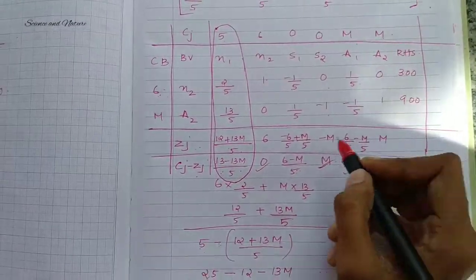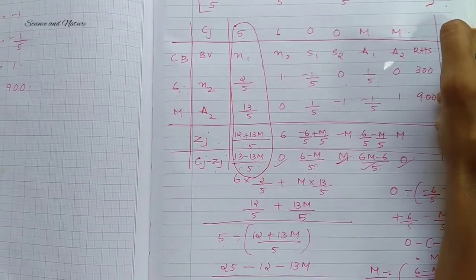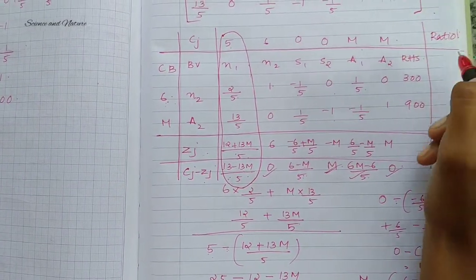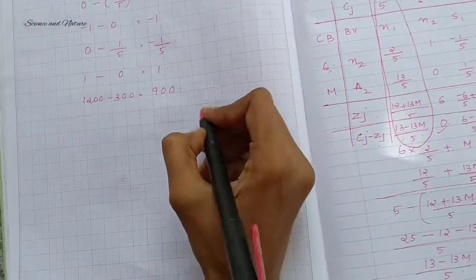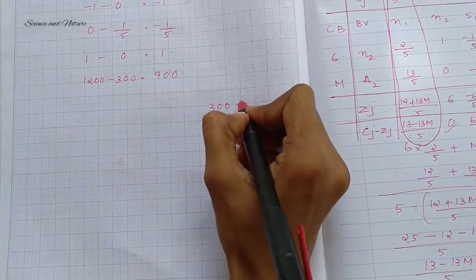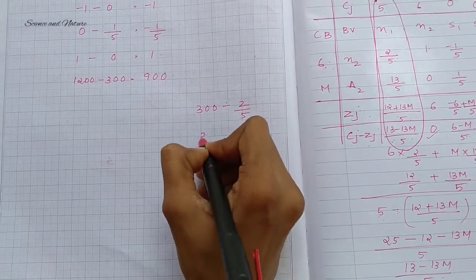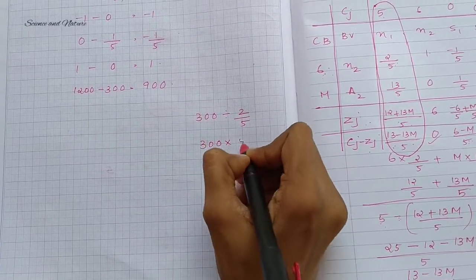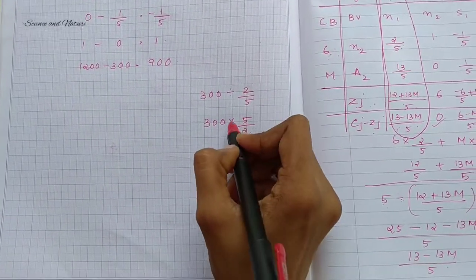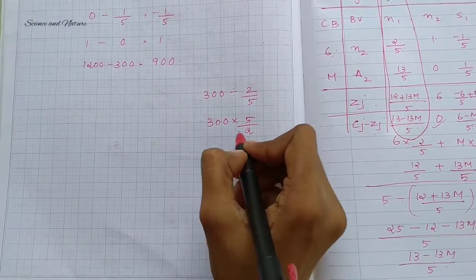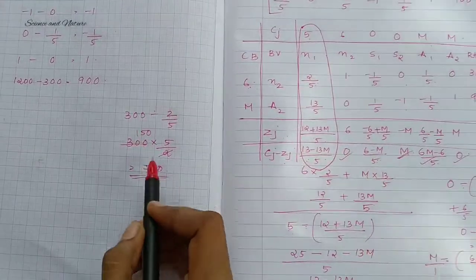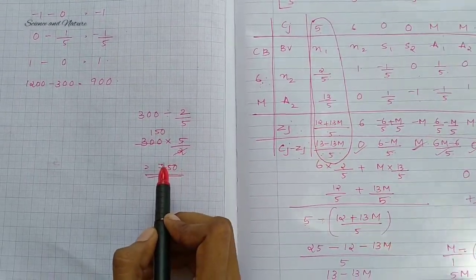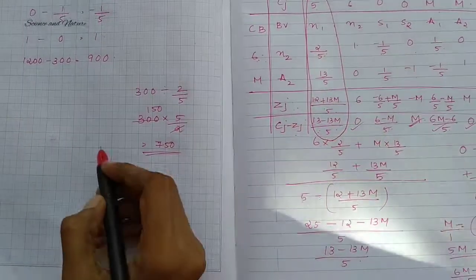In order to find the key row, we need to find the ratio. Ratio is 300 divided by 2 by 5. That is 300 into 5 by 2. We need to multiply it with the reciprocal. That is 300 into 5 by 2, which is equal to 750.